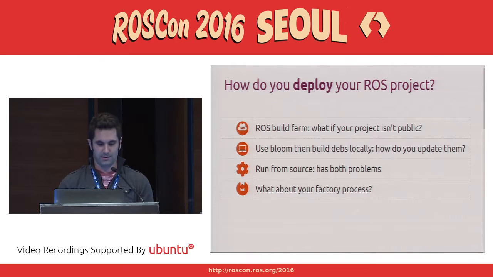When you develop, you can just ship it with source, but that kind of has both problems, right? You have a device with source code on it, and you still can't really update it. And what about your factory process? How do you generate an image that has all these things set up and ready to go?